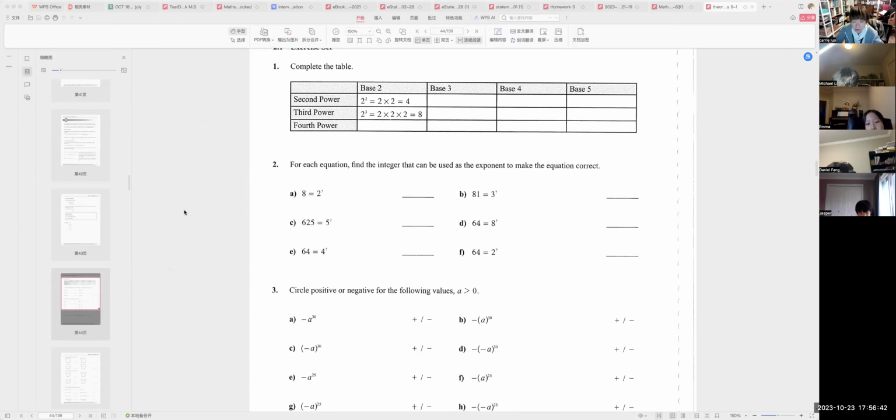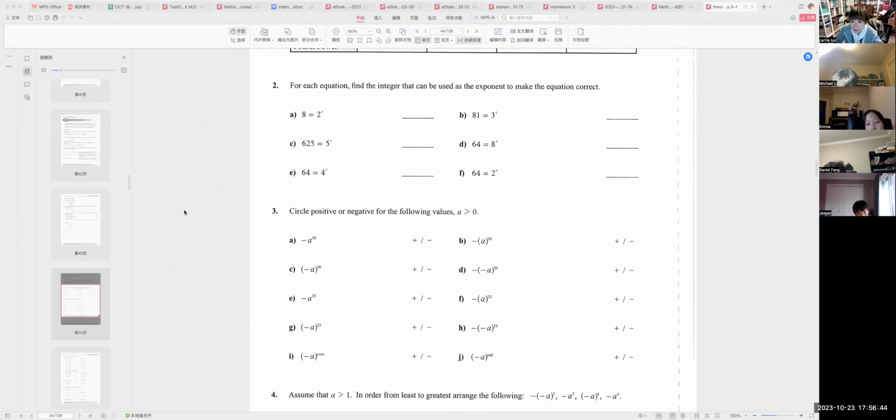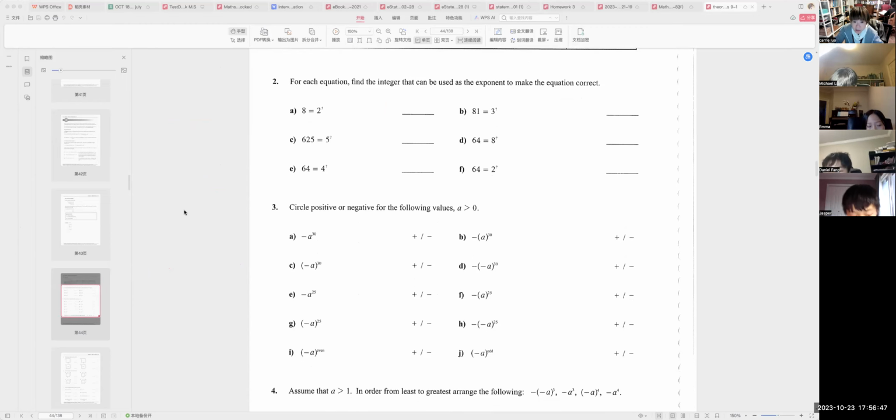So let's take a look at number 3. Number 3 says circle positive or negative for the following values if A is bigger than 0. That means A is a positive number. This is very important: if A is smaller than 0, everything will be the other way around. So before positive will be negative, before negative will be positive.